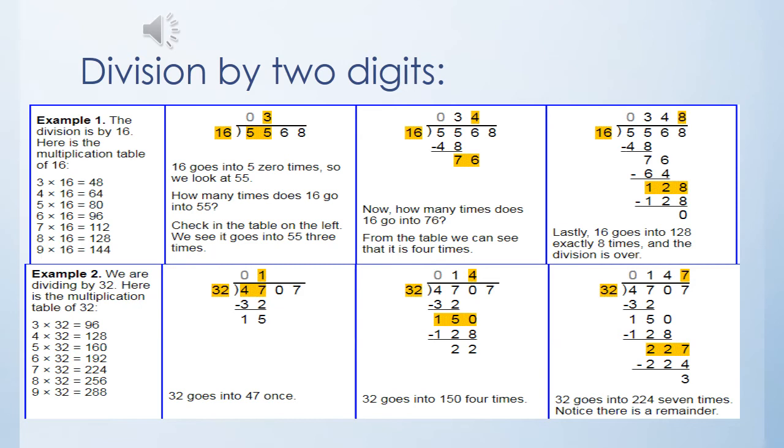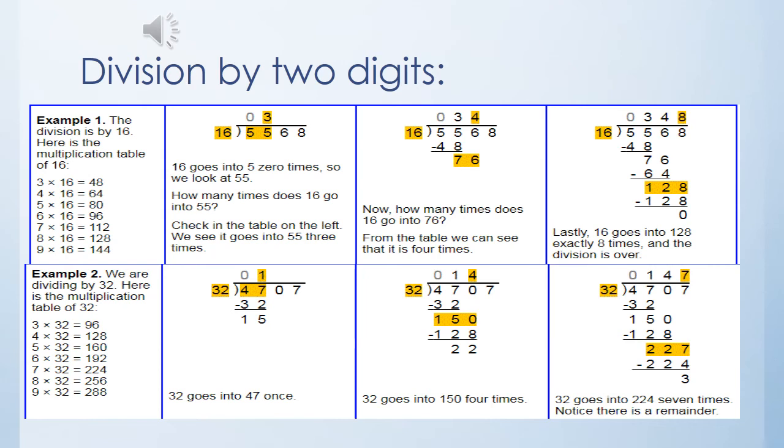You cannot again divide this 7 by 16. So you will write down the next digit, that is 6. Now it becomes 76. Now check in the table of 16 which number, how many times, is smaller than 76. Here in the table, 4 times. 4 multiplied by 16, answer is 64. So we will take 16 multiplied by 4, answer is 64. Now subtract it. 76 minus 64, answer is 12.